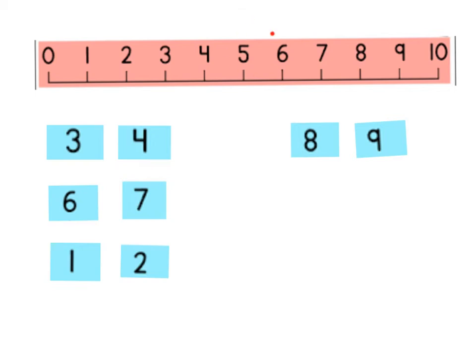What comes after the number 5? The number that comes after the number 5 is 6. What number comes after the number 9? The number that comes after the number 9 is 10.